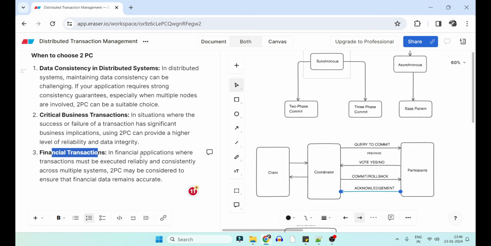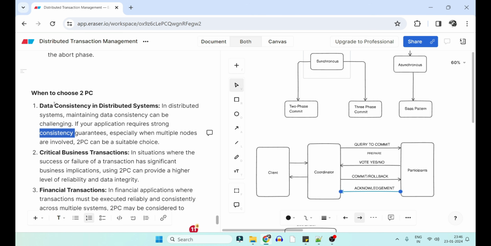So it says that there is a financial transaction happening. If it is completed, then only should the client be told that yes, the financial transaction is completed, so that the data always remains accurate. You cannot be okay with consistency getting reduced. So whenever you need great data consistency in a distributed system and you need a strong consistency guarantee with multiple participants, then 2PC or synchronous communication is good.